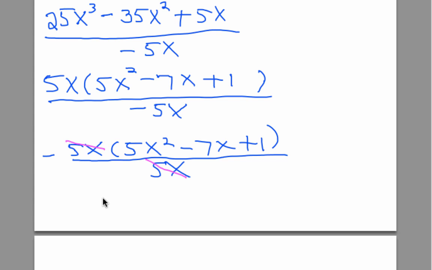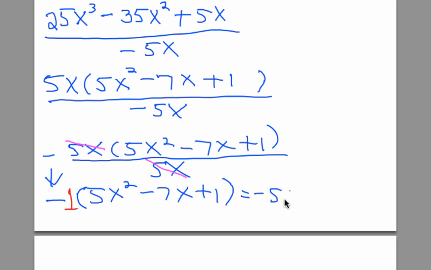So after crossing out, we're going to be left with this negative and the polynomial that follows. And as we saw before in these sample questions, when you have a negative by itself on the outside of a polynomial, it's really a negative 1. So if we distribute the negative 1, we'll get our final answer of negative 5x squared plus 7x minus 1. This is, of course, the same answer we got before.